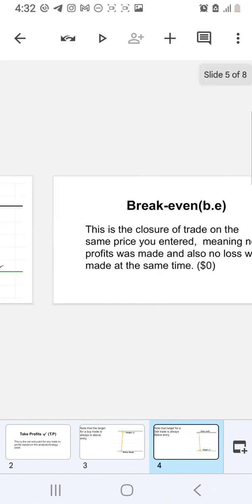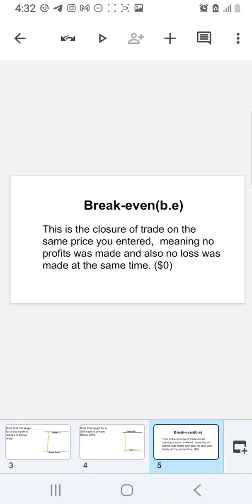Because it's very important. So break even, when you say BE, what does it mean? We want to break even on a trade. This means that you close the trade at the same price at which you entered. This also means that there's no profit and also no loss made at the same time. So you didn't make a profit and you didn't sustain a loss. On that trade you had a $0 realization, and you always want to take note of that.